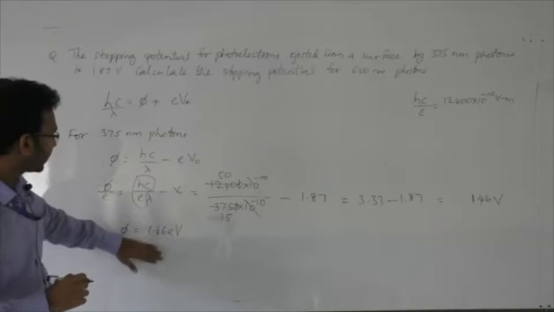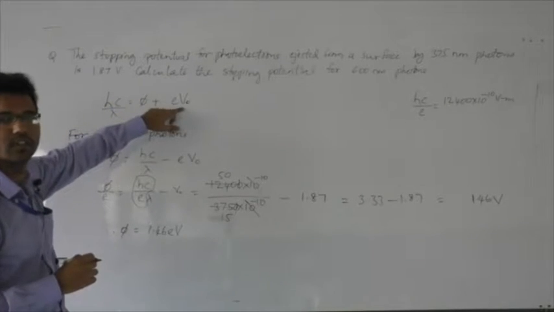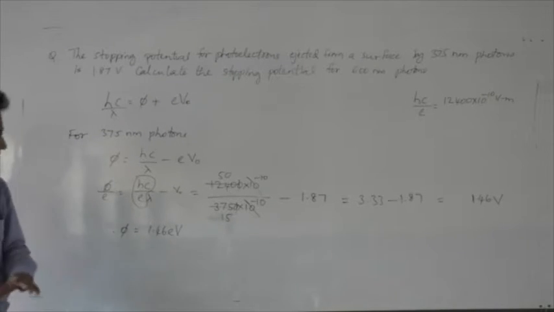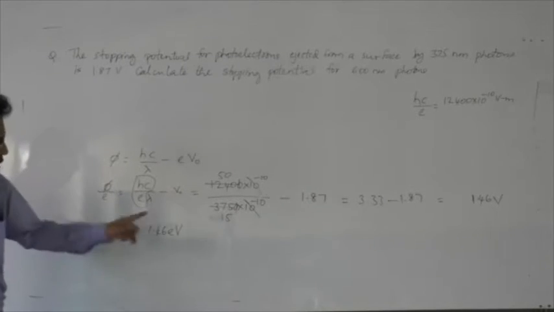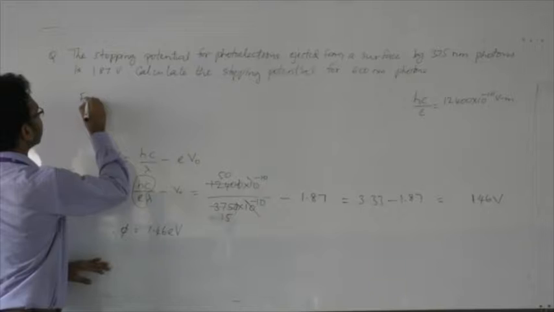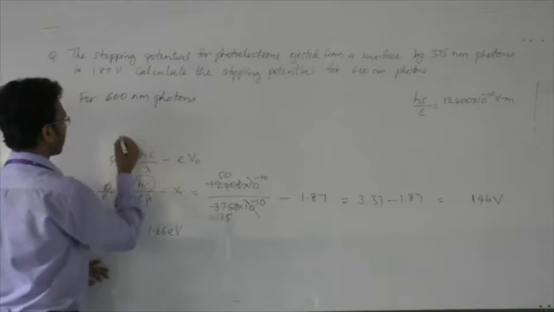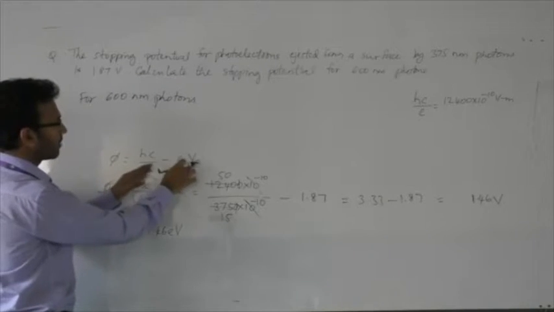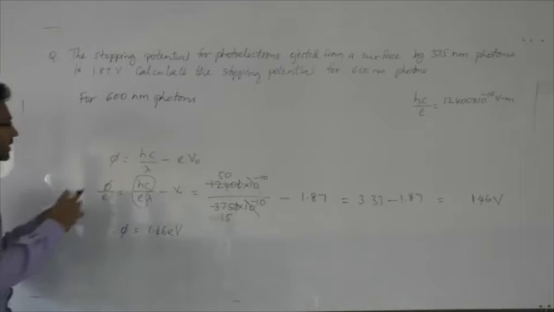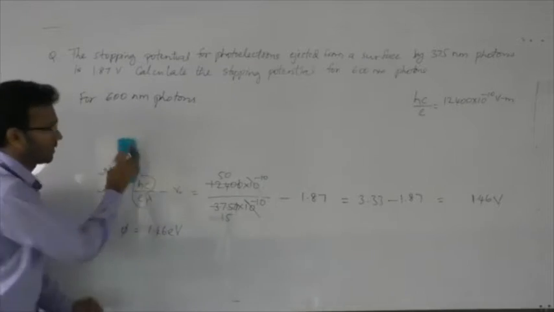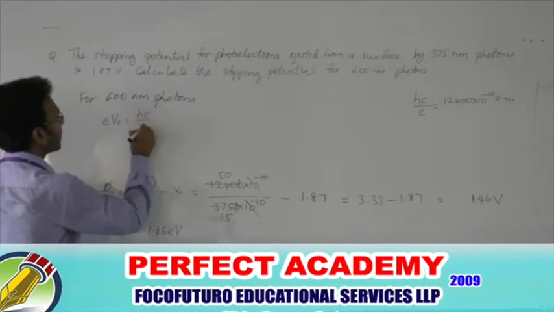Now what I do is take this phi value, and for the second wavelength we use this phi value here and find out the stopping potential. So for 600 nanometer photons, we have this equation: phi is hc by lambda minus E V naught. Since we are supposed to find V naught, let's take it to this side. E V naught equals hc by lambda minus phi.